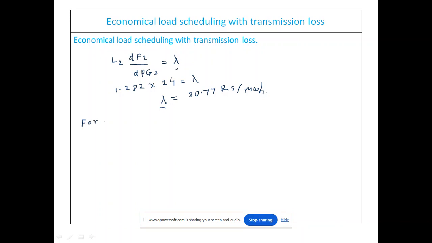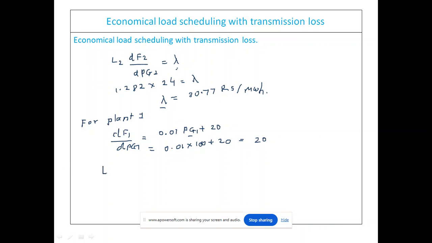Now for plant 1, our i will be 1. Let us first calculate the incremental cost dF1/dPG1. They have given the incremental cost as 0.01 PG1 plus 20. Here also we know that generator plant 1 is generating 100 megawatts, so 0.01 into 100 plus 20. So I think it will be 20 only.